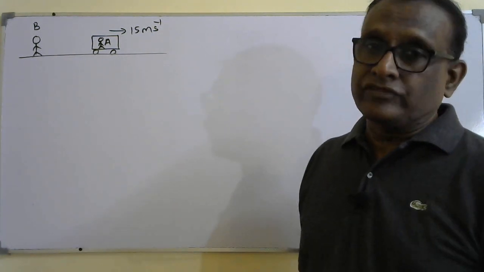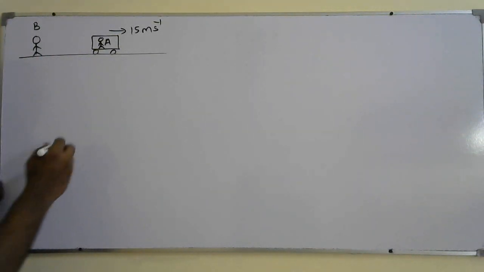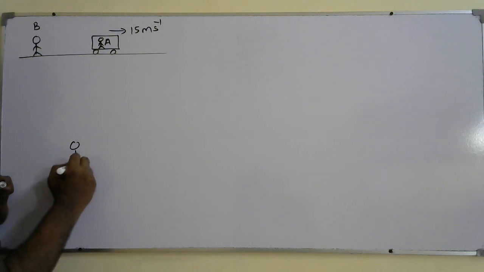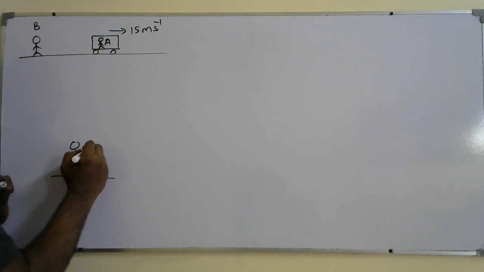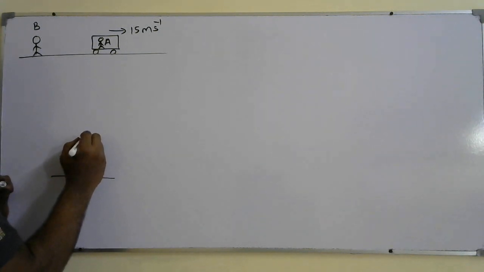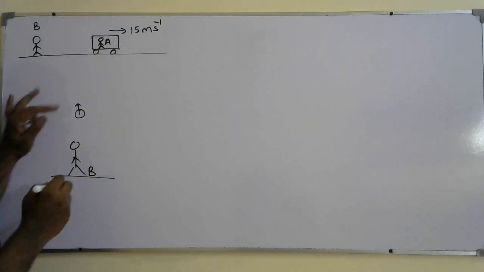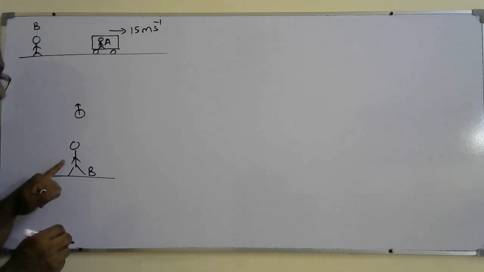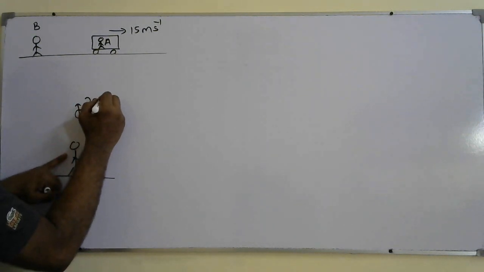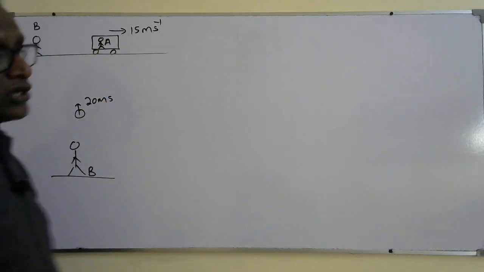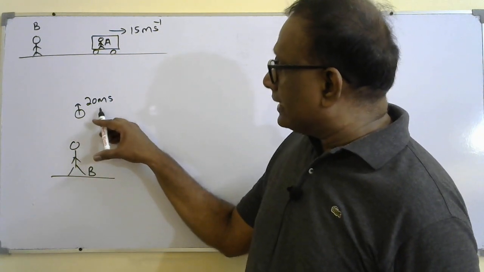Anything could be taken as a frame of reference depending on the requirement. Or maybe a ball is thrown vertically upwards. There is a person standing on the ground. He is B. He is throwing a ball vertically upwards at a particular speed. When the ball reaches a particular height, at that height, the velocity of the ball on the frame of reference of B, B is the observer, is 20 meters per second upwards.